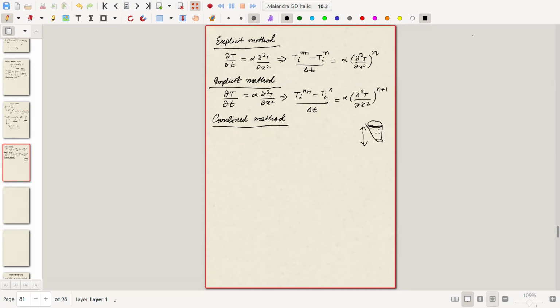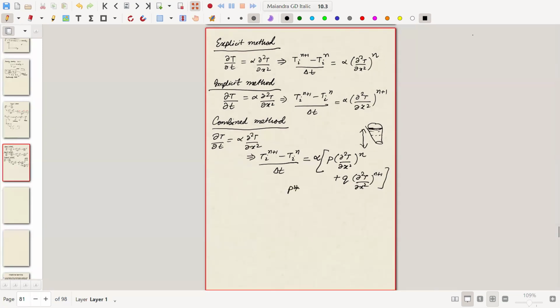So the same during the combined method, pay close attention to this. It will be the same: dou T by dou t equals alpha dou 2 T by dou x2. How will it look? The left hand side is the same, but the right hand side will be a bit different. Alpha will be there, so let us not disturb alpha. P times dou 2 T by dou x2 at n plus q times dou 2 T by dou x2 at n plus 1.